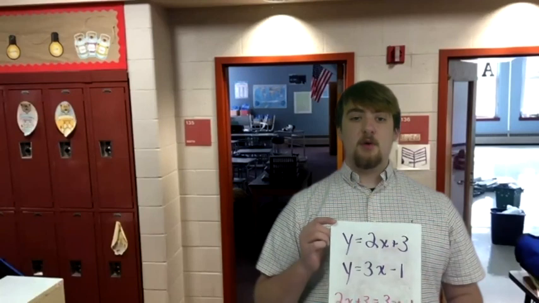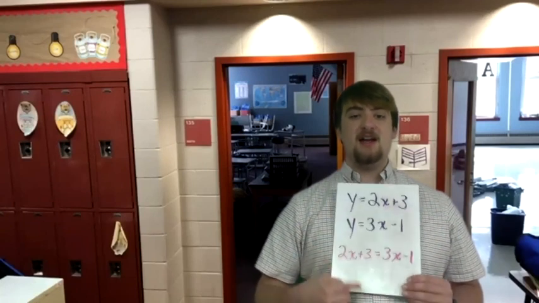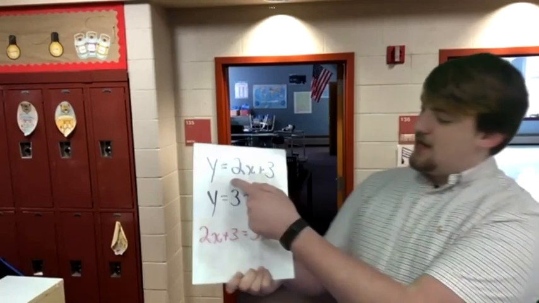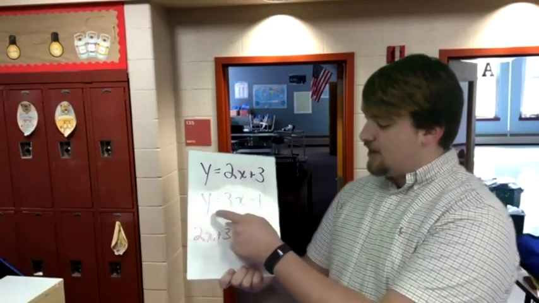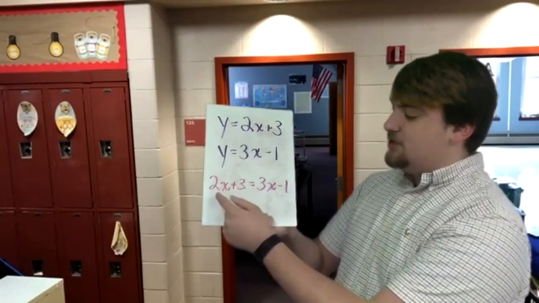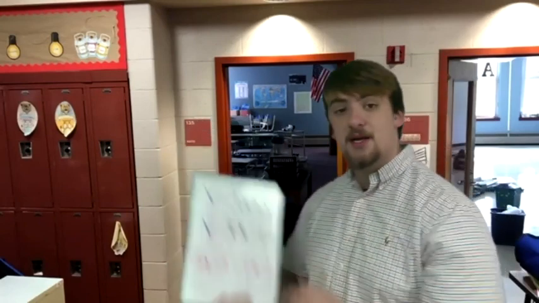All right, I think I get it now. If we know what y equals, we can substitute that into the equation for y. So see here, y equals 2x plus 3, and y equals 3x minus 1. We get 2x plus 3 equals 3x minus 1.